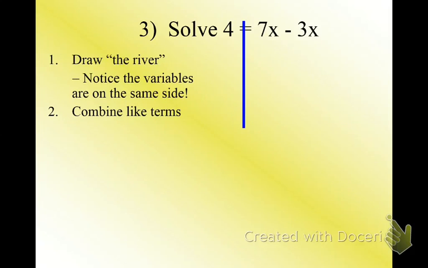Again, notice the variables are on the same side. Combine like terms, like I just said, 7x minus 3x. Well, 7 minus 3, that's 4. Good. So 4 equals 4x. Again, all I did was I combined 7x minus 3x, combine like terms. And because they were on the same side, I did not have to do the opposite sign. So it's not like I'm going to add 3 to both sides. I often see students make this mistake.